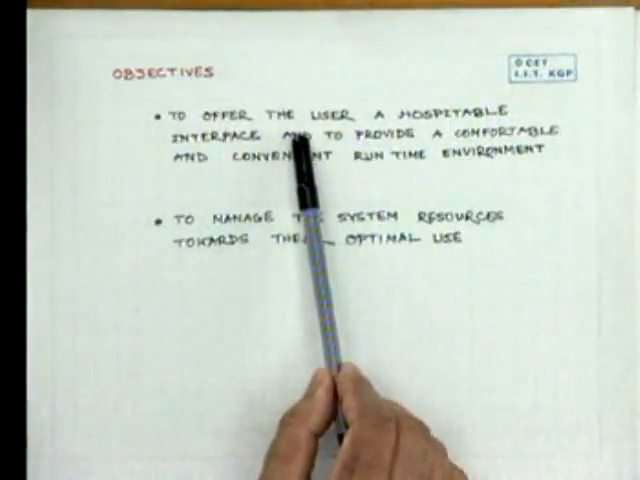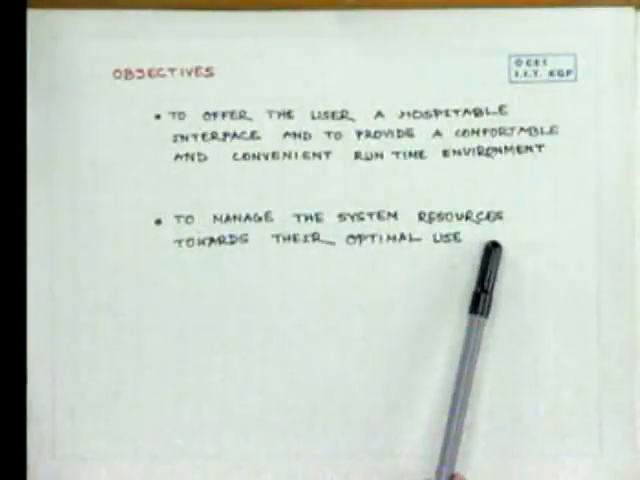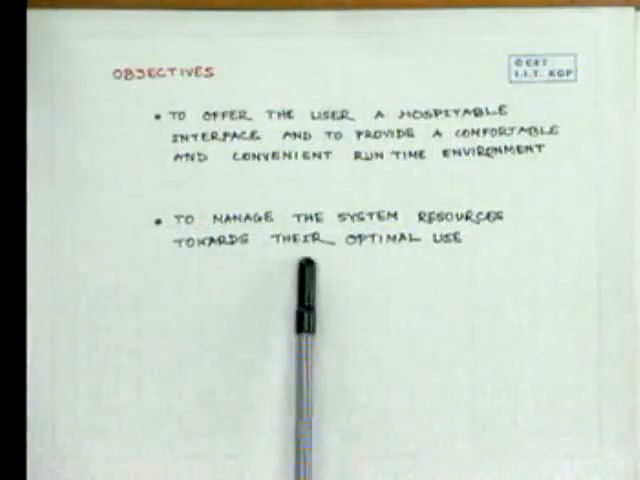Now, as we told there, the bare hardware, though powerful, is extremely difficult to use, and therefore operating systems basically give layers of software to give the user an extended machine view where the user gets a comfortable user interface. And the second objective is to manage the system resources towards their optimal use.